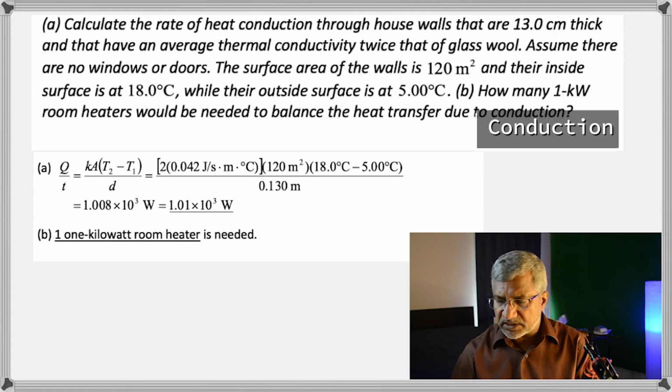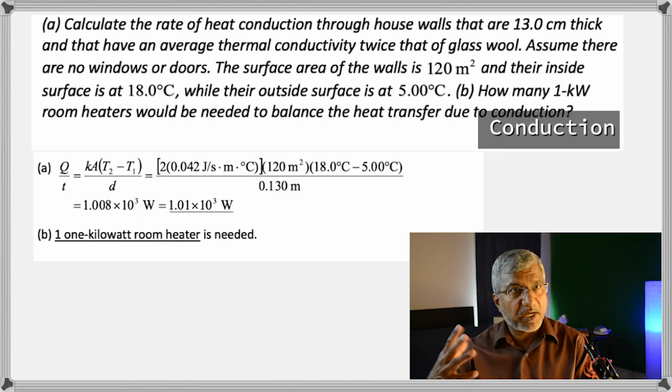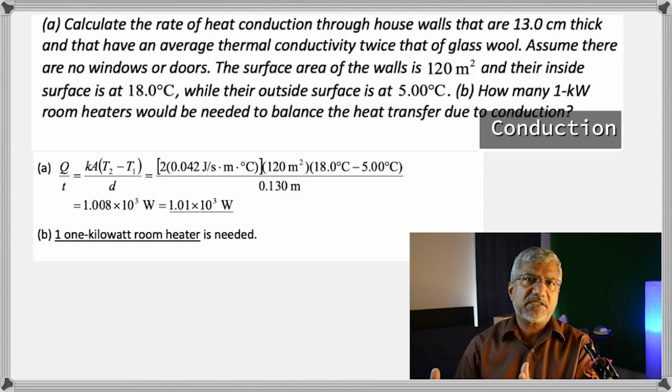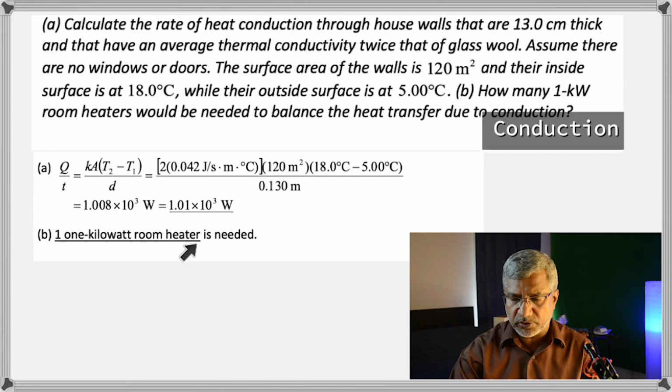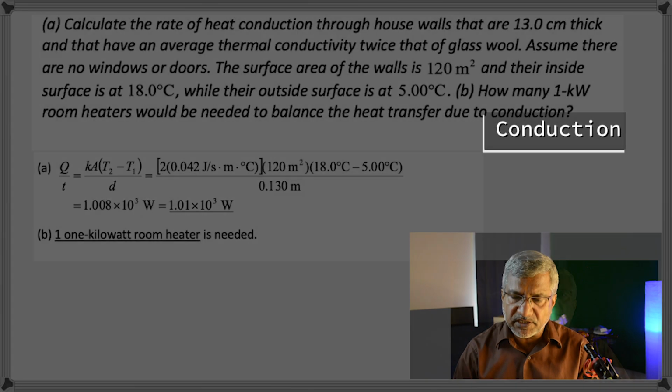And then the B part says how many 1 kilowatt room heaters would be needed to keep up, because heat is continuously being lost. How much would you need to produce? Same as that is lost. And what is lost is approximately 1 kilowatt. So you need just one 1 kilowatt room heater. I hope that makes sense.